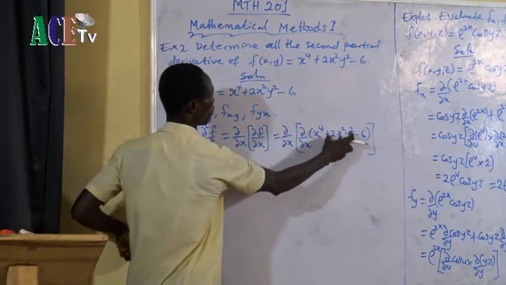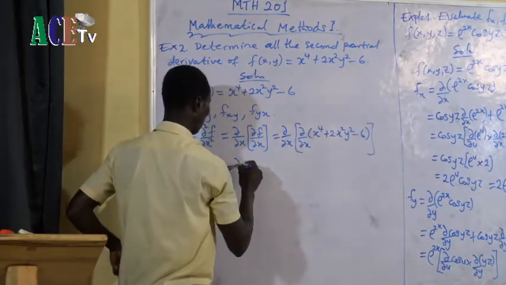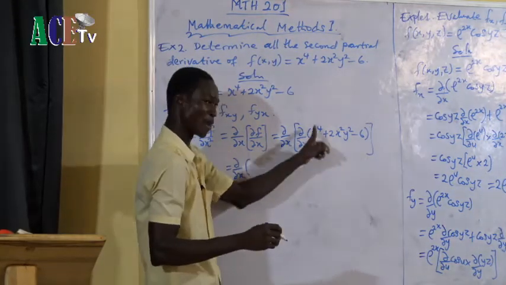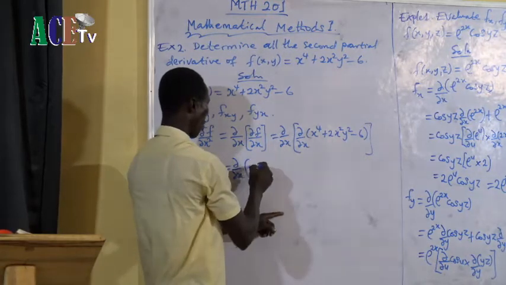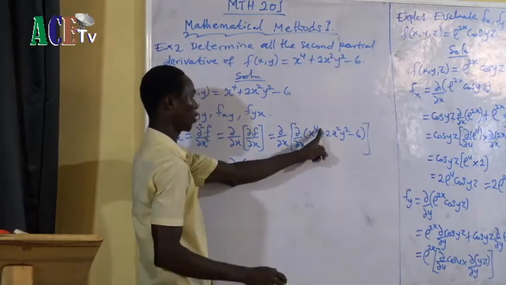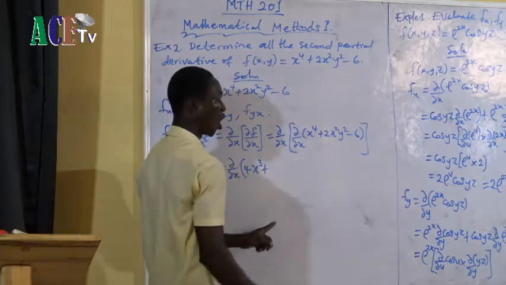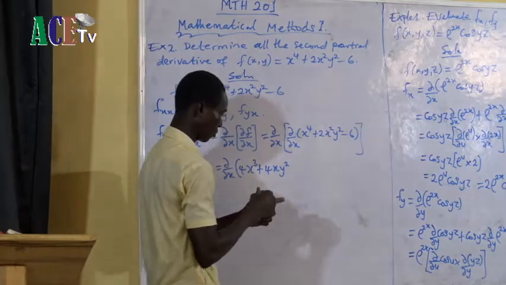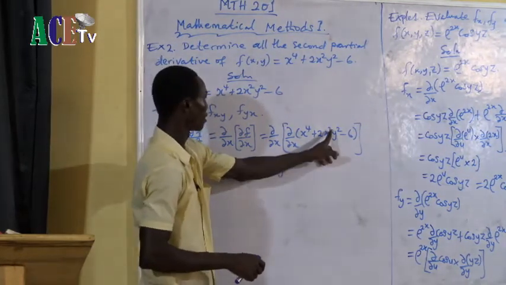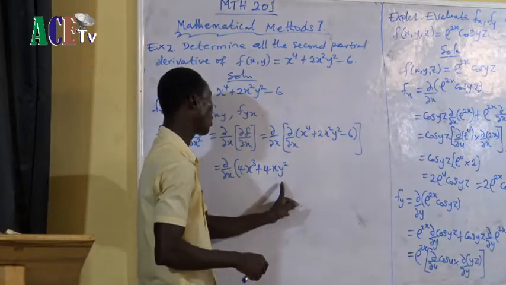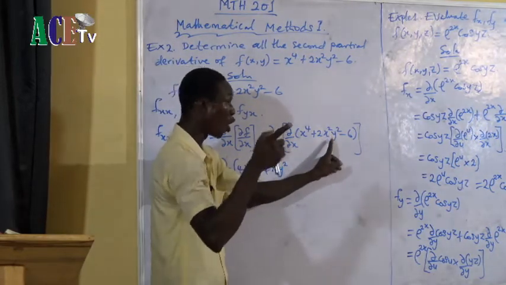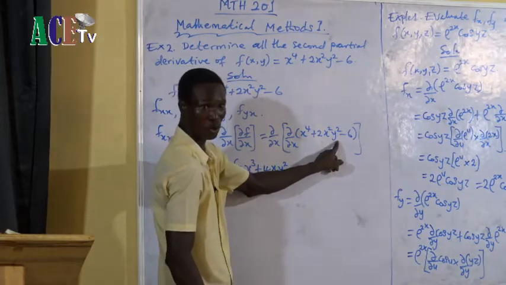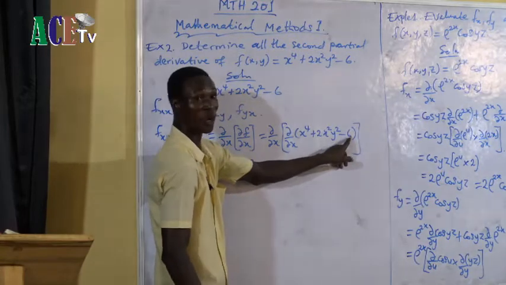If I differentiate this one with respect to x, my answer will be ∂/∂x of, now differentiate this one with respect to x. It will give me 4x raised to the power 3 plus 4xy squared. Don't forget this product rule. Plus, if I keep this one constant and differentiate this, it will be zero. So I don't need it, and the derivative of this one as a constant is zero.